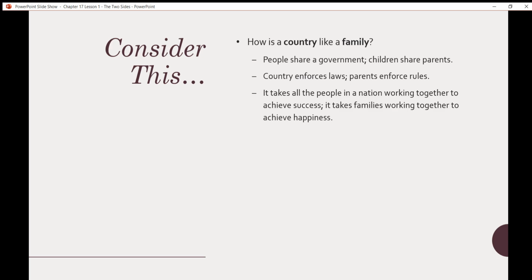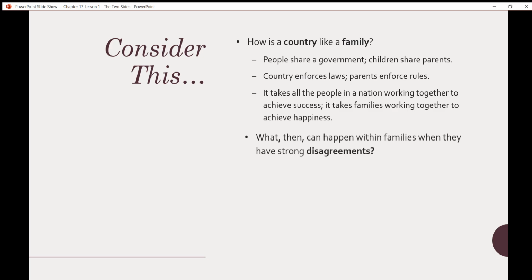Now, in home terms, it takes families working together to achieve happiness. If you have your parents only deciding what makes them happy without the support of the children, you're not going to have a happy family. Similarly, if you have total chaos with the children deciding whatever they want to do, that sounds fine and dandy, but hopefully you're old enough to acknowledge that that is also compromising that happiness. So it takes a balance between both sides. You can see that there are a lot of similarities between country and family.